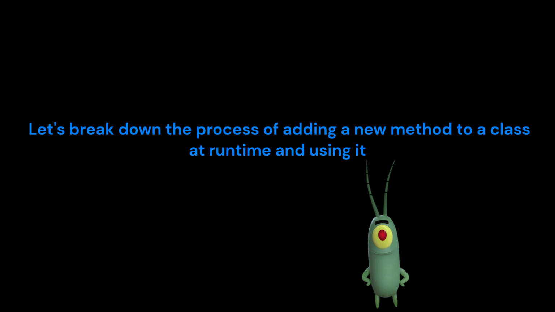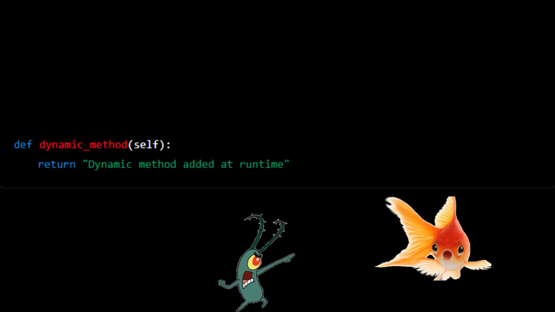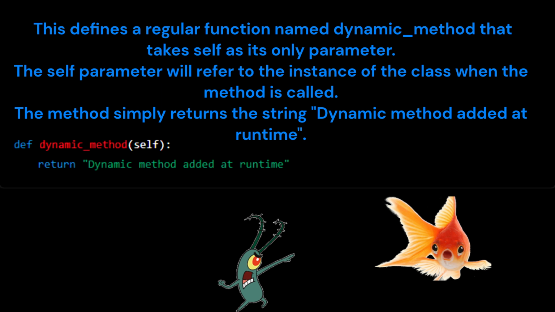Let's break down the process of adding a new method to a class at runtime and using it. def dynamic_method(self): return "Dynamic method added at runtime". This defines a regular function named dynamic_method that takes self as its only parameter. The self parameter will refer to the instance of the class when the method is called. The method simply returns the string "Dynamic method added at runtime". Let's break this down.